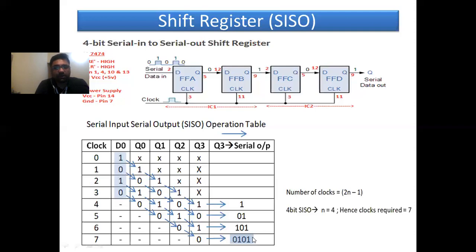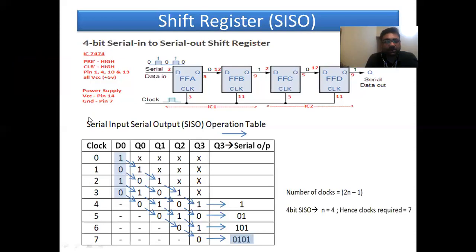So I have already written in red color what the pin connections are. Let's make the pin connections according to these pin numbers and see whether the shift register operation happens for SISO or not. So let's begin.